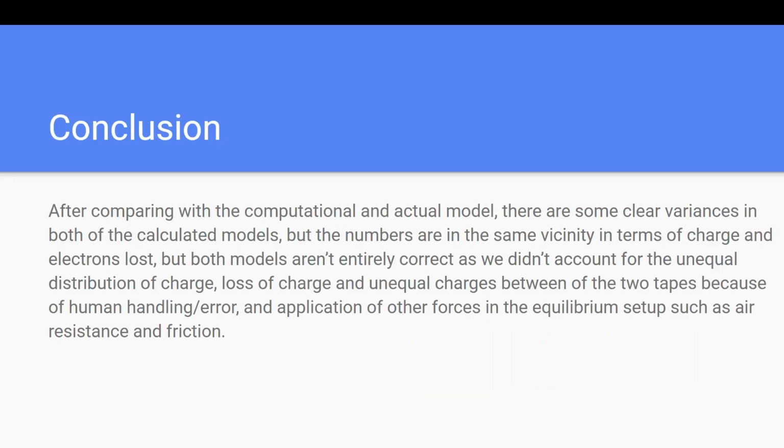In conclusion, after comparing the computational and actual model, there are some clear variances in both calculated models, but the numbers are in the same vicinity in terms of change in electrons lost. But both models aren't entirely correct, as we didn't account for the unequal distribution of charge, loss of charge, and unequal charges between the two tapes because of human handling and error, and applications of other forces in the equilibrium setup, such as air resistance and friction.